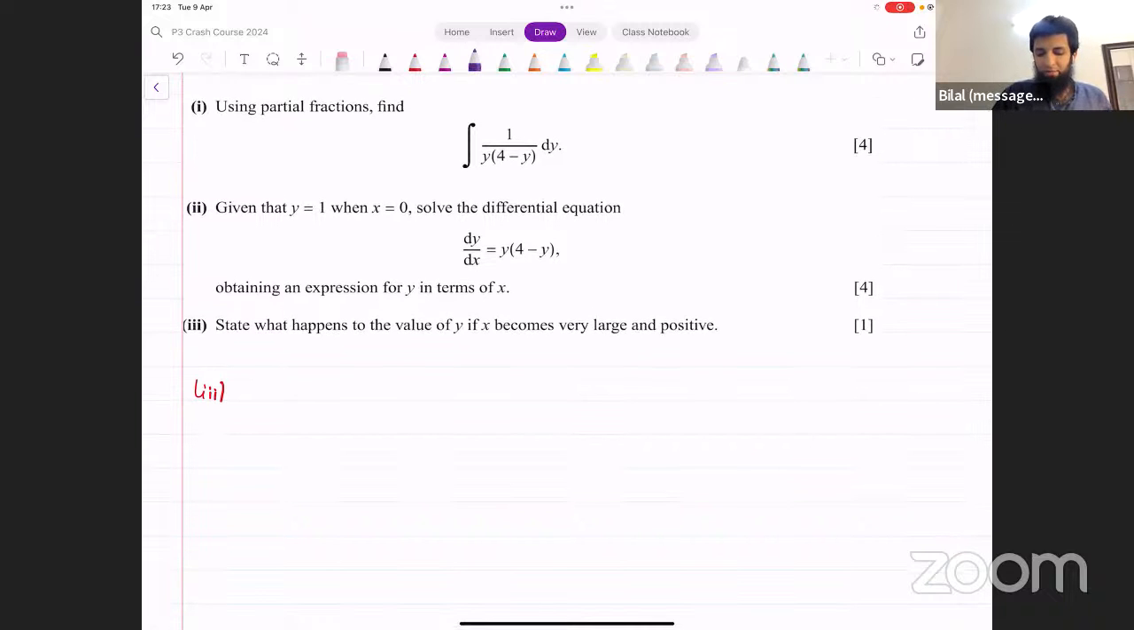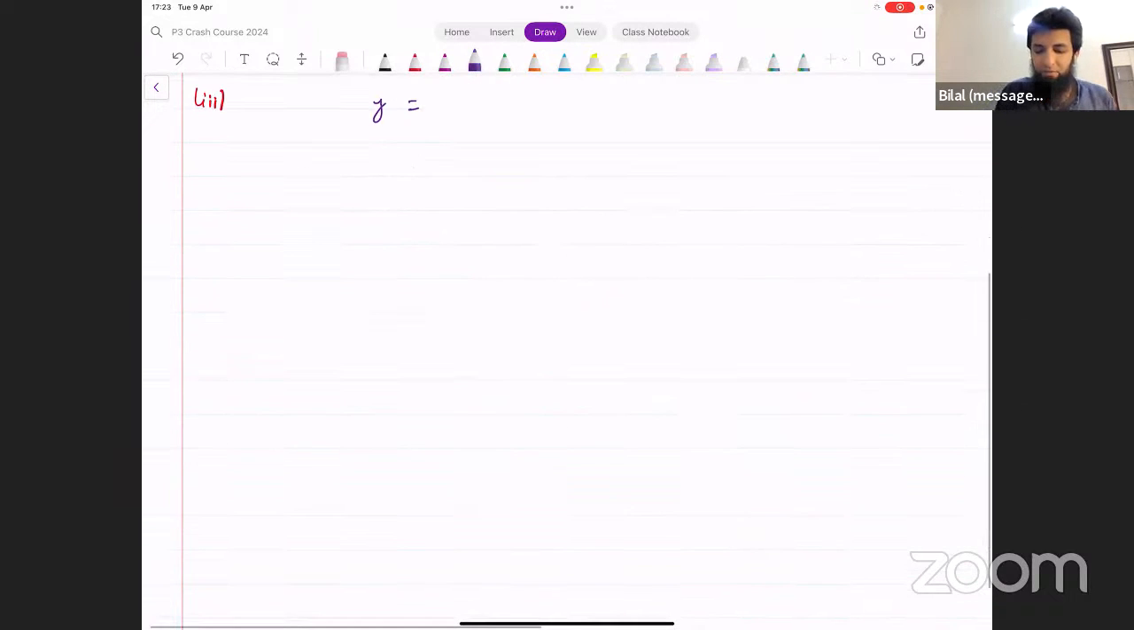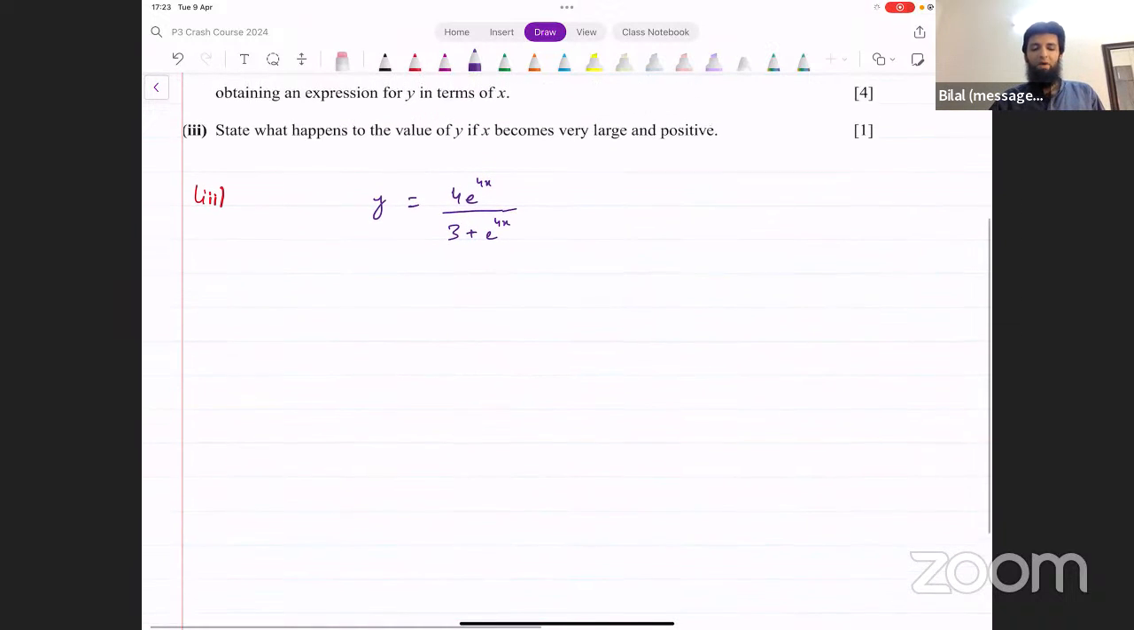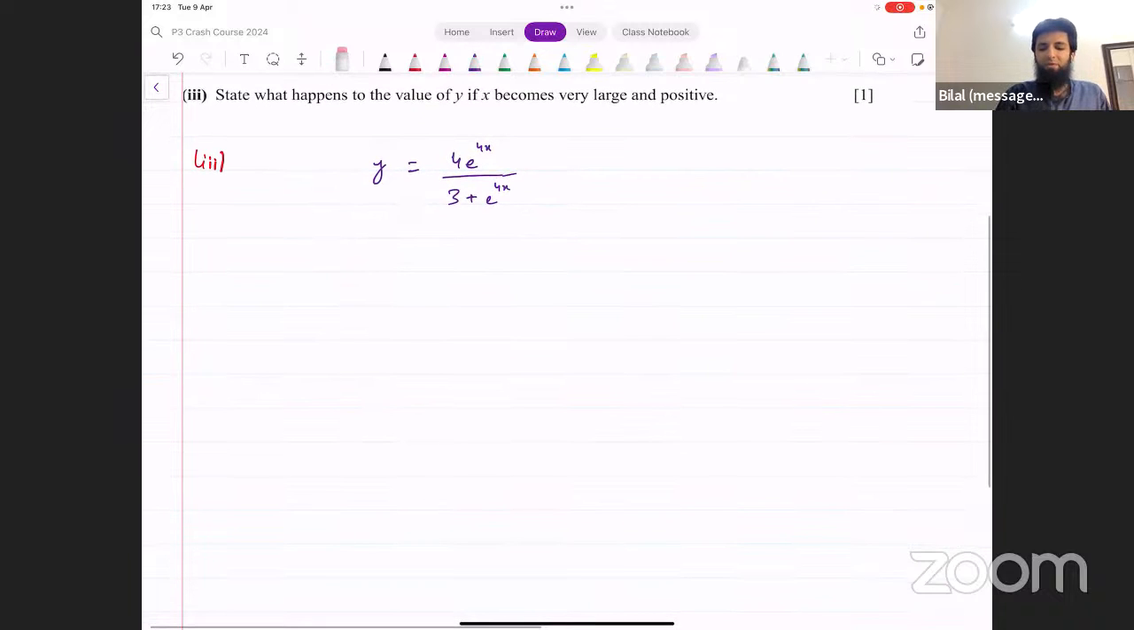Now, in the second part, when you have y in terms of x, it actually comes out to be something like this. y equals 4e raised to the power 4x divided by 3 plus e raised to the power 4x. So once you're done with the second part, you end up getting y in terms of x like this. Now it says, state what happens to the value of y if x becomes very large and positive. What do you think? Again, without a calculator, can you tell me what the value should be in this case?